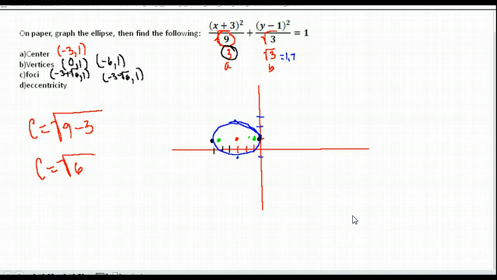Okay. Finally, we have the eccentricity, which, again, is going to be c over the distance from the center to the vertex. In this case, that was our a value. So c over a gives us the square root of 6, the distance from the center to the focus point, over 3, the distance from the center to a vertex. And there is our eccentricity, our center, our vertices, and our focus points.